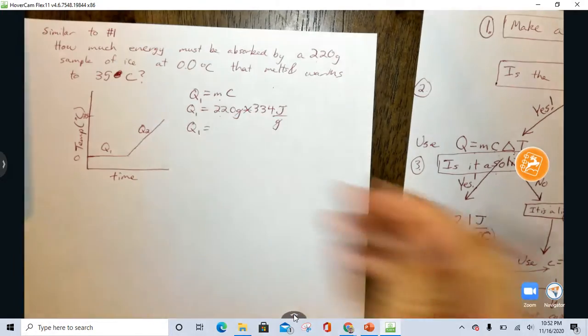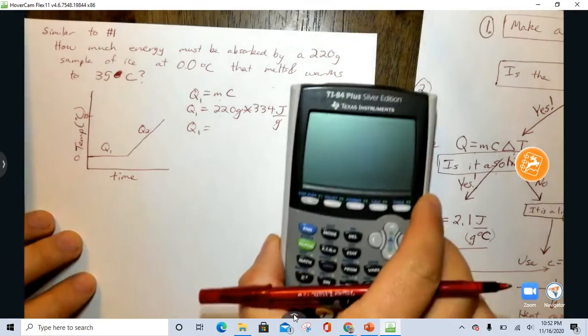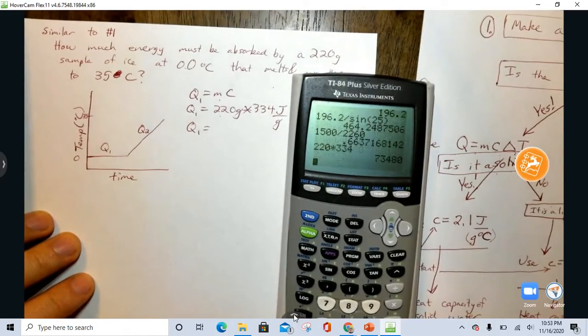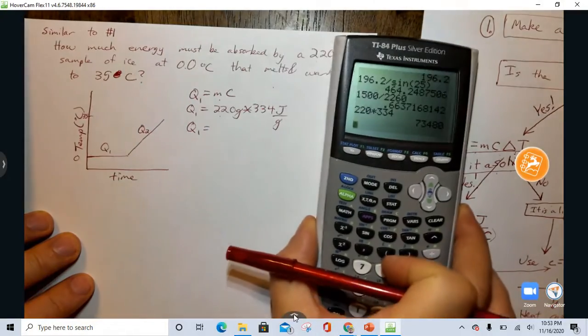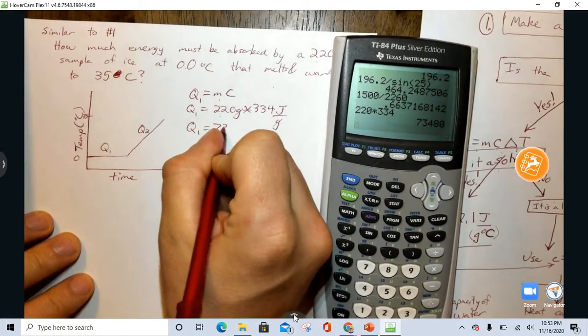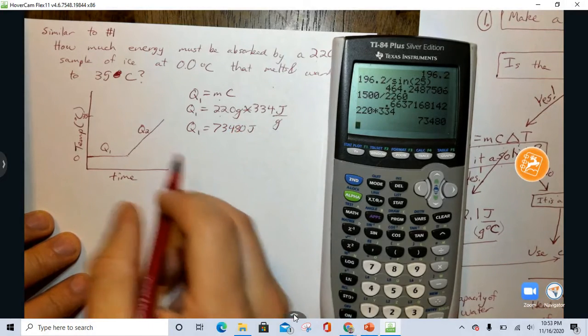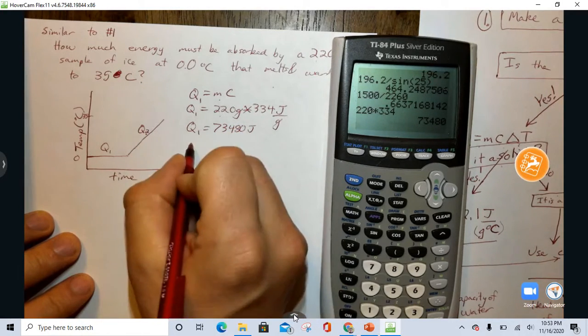That means that first bit of energy is 73,480 joules. But we've got a second amount of energy here.